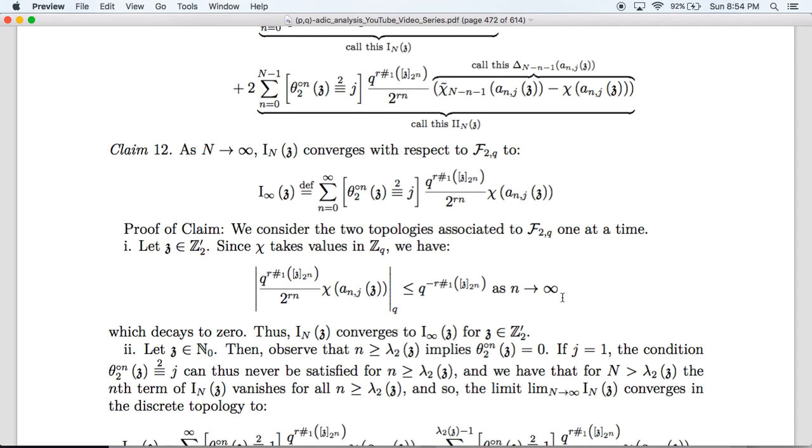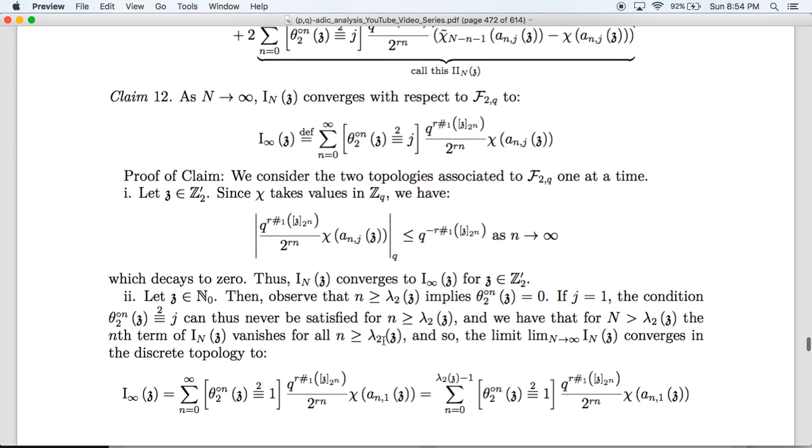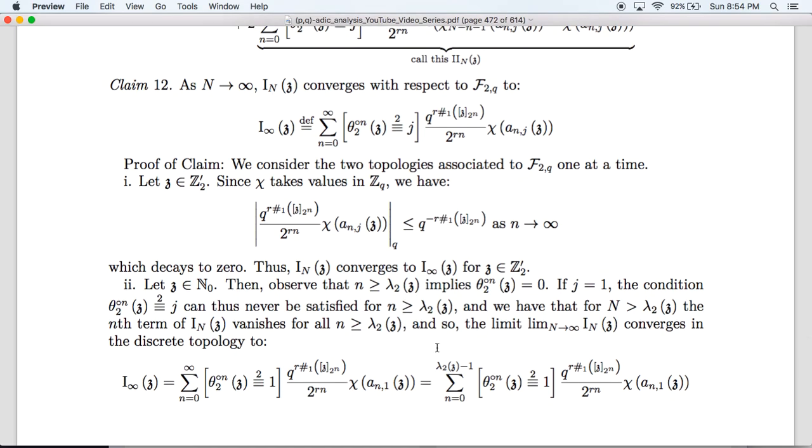So if j equals 1, then this bracket is going to evaluate to 0 for all n greater than or equal to lambda 2 of z. So when j is equal to 1, this limit of 1n converges in the discrete topology to this function.